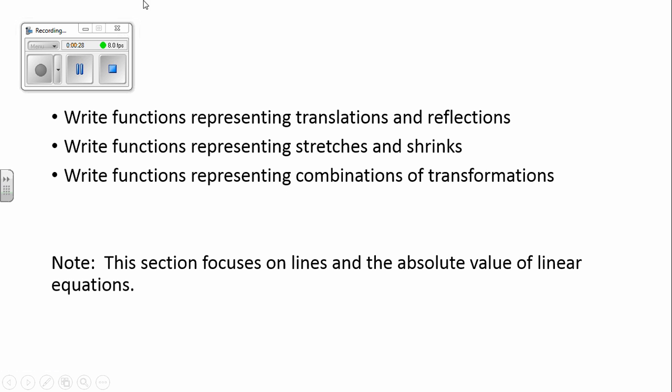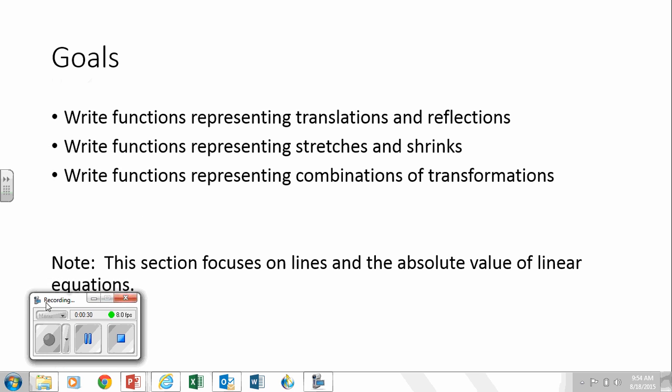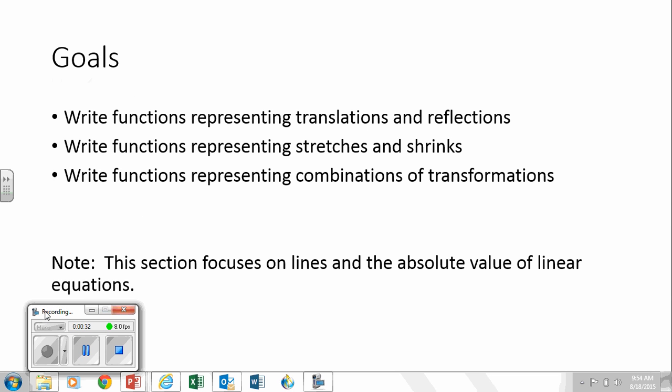So our goals for today, three of them. The first one is basically the translations and reflections. The second one is the stretching and shrinking. And the third is when you start combining the transformations. You have maybe two transformations in one problem. So we'll focus on those three things today. I put at the bottom there again, just as the title suggests, we're really focused on absolute values and lines both.